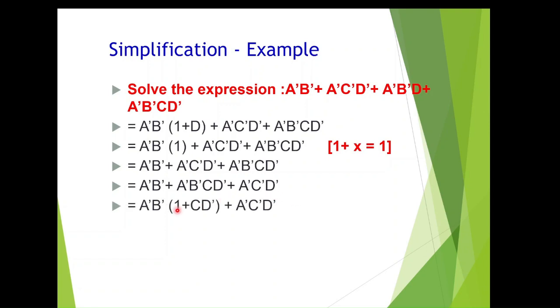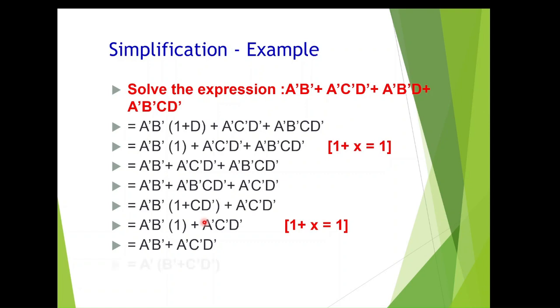Then you can take a'b' as a common term in these 2. I am just rearranging for convenience. Now if I take a'b' outside, it means 1 + cd', and 1 plus anything is 1. Then you will be getting a'b' + a'c'd'. Then if you want, you can take a' outside: b' + c'd'. But that is not the simplified expression; this expression and that expression are both the same.